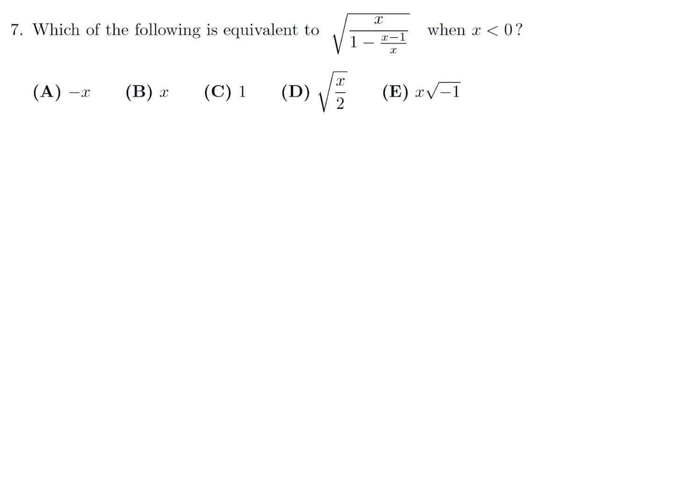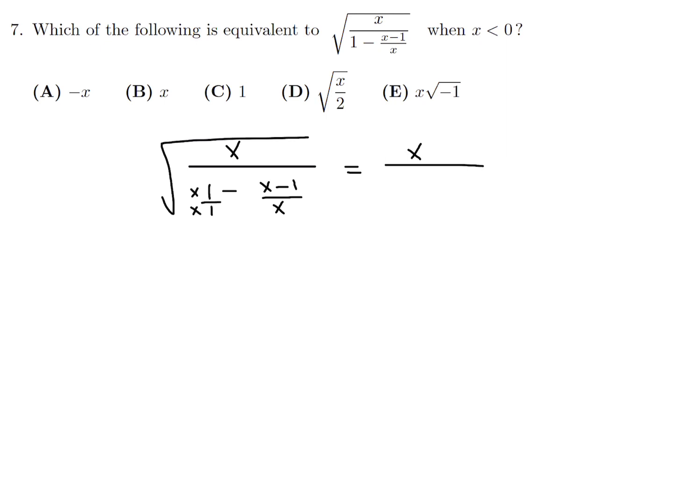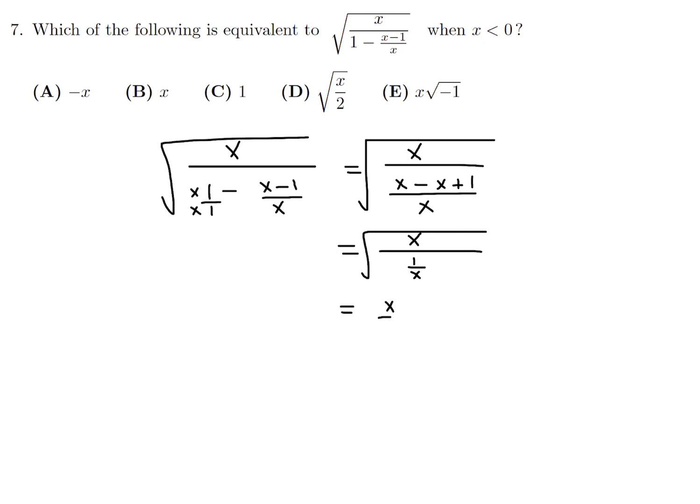Which of the following is equivalent to this expression when x is less than 0? So we've got x over 1 minus x minus 1 over x, all under the square root sign. Okay, so let's start with the bottom here. This looks like top and bottom by x, so this becomes x minus x plus 1, so just be careful there, all under the square root sign. So this becomes x over 1 over x. Invert and multiply: x over 1 times x over 1. And this looks like x squared under the square root sign.